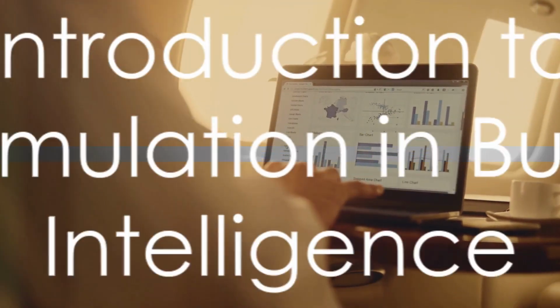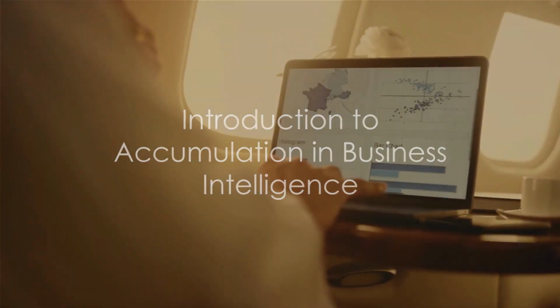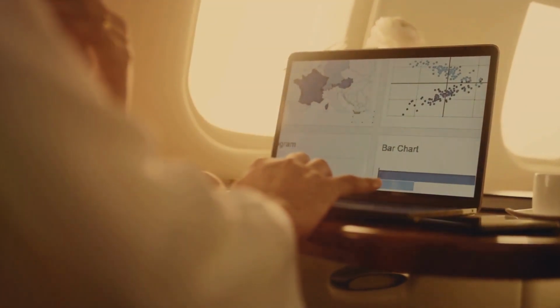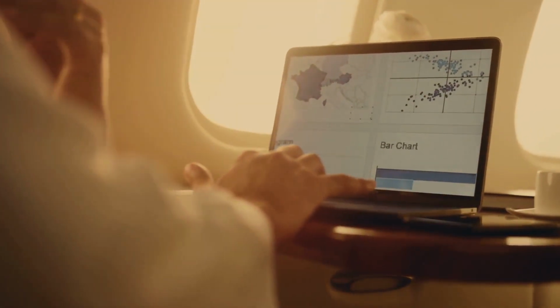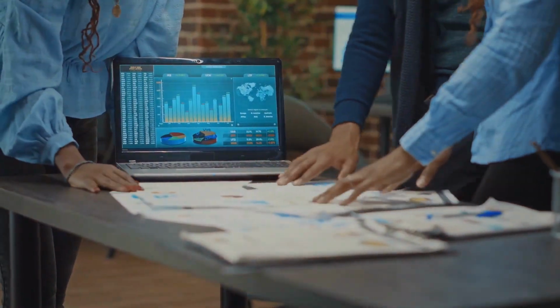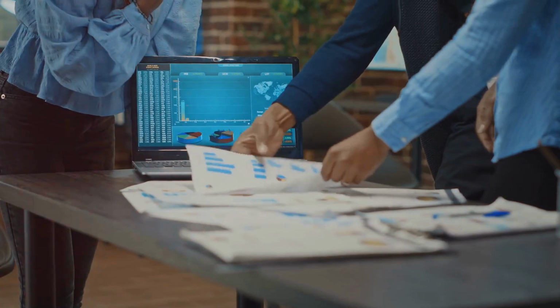Ever pondered about the role of accumulation in the realm of business intelligence? Well, today is an opportune time to delve into this fascinating topic. Accumulation, in the simplest terms, is about gathering or piling up data over a specific period.